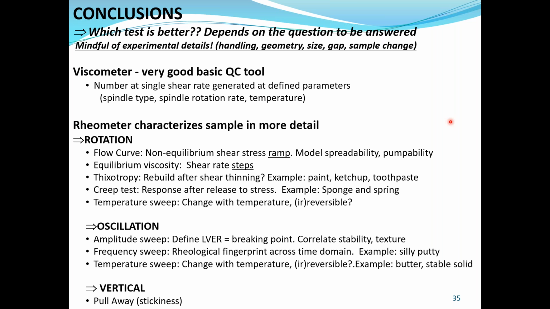A viscometer is a very good basic QC tool. Again, it's just giving you a single number under well-defined conditions: spindle type, speed, temperature. A rheometer characterizes a sample in more detail. With rotation, we looked at some examples of flow curve, non-equilibrium shear stress, and that models spreadability and pumpability, whether or not a suspension may cause settling over time.